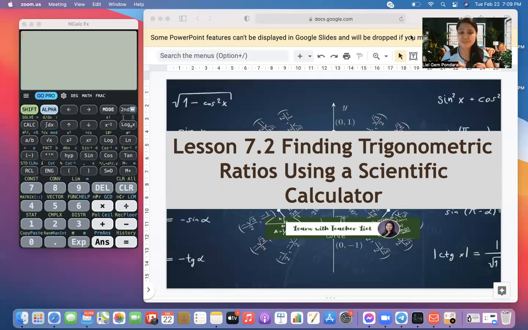But for today, I want you to prepare your calculators. And if you don't have one, you can search online for any scientific calculator. And we will solve trigonometric ratios using a calculator. Let's start with today's class.